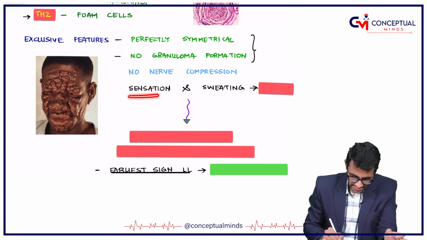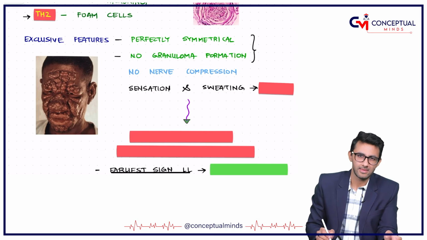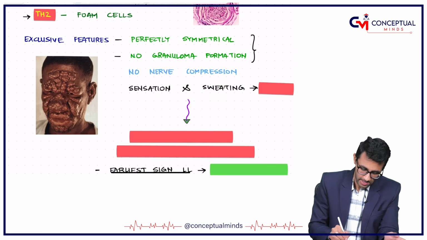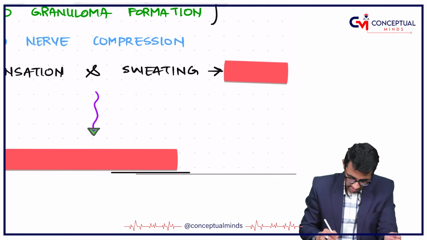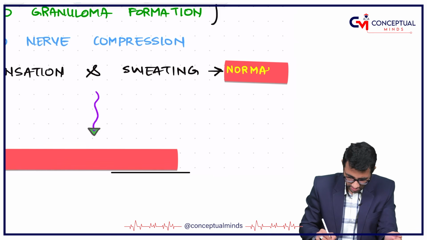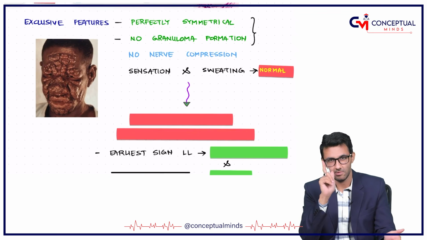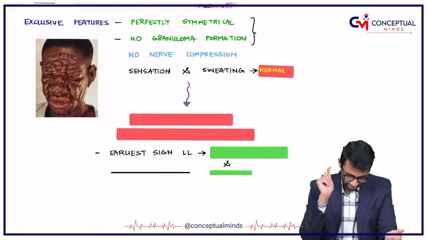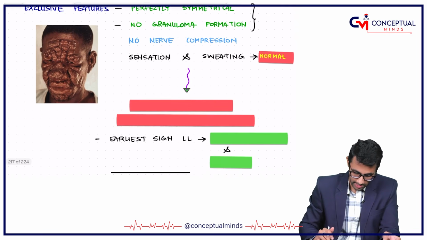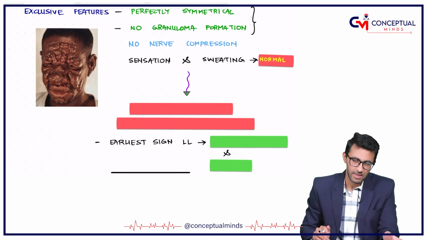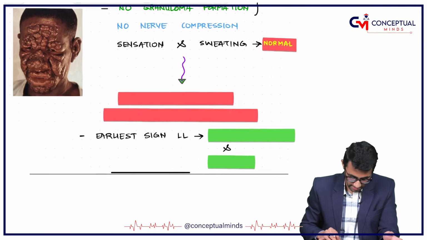Okay, sensations and sweating. Tell me, can you comment on this? Sensations and sweating. What do you think about this? They are normal. If you just got that one page clear, it is very easy to answer this. Otherwise, it is just difficult to understand this. Okay, fine. They are normal. Because of this, what would happen is there would be something known as peripheral neuropathy.